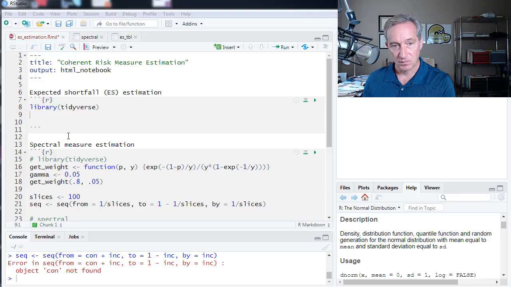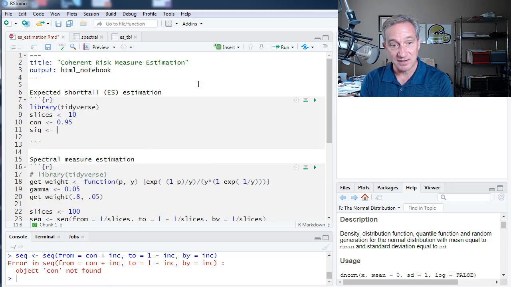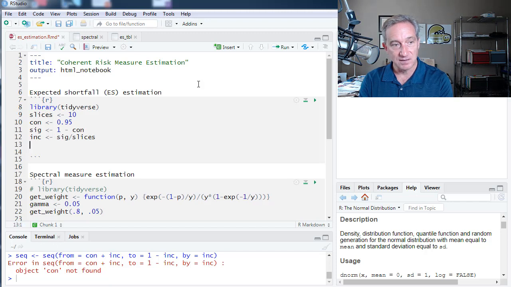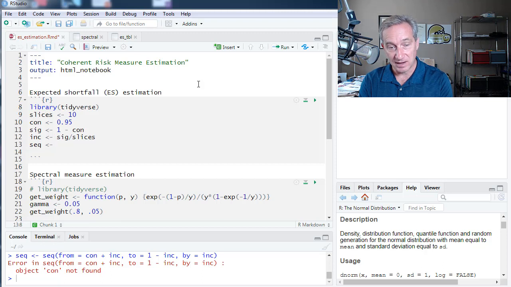function. So I start by loading the tidyverse, and then I'm going to define slices, and I'll set that to a low number just for the first run, only 10 slices, and then my confidence level, the variable will be con for that, will be 95%, pretty typical, and my significance level, as usual, will be 1 minus the confidence level. And then my increment here in the sequence will be the significance level divided by the number of slices. And then my sequence will be the variable SEQ.